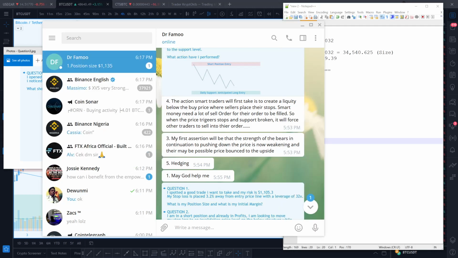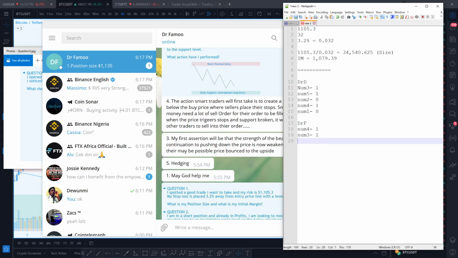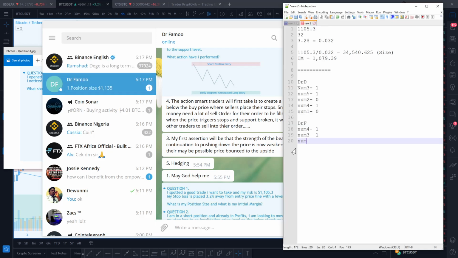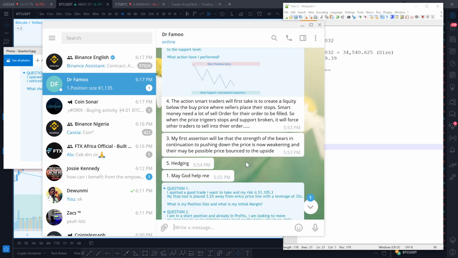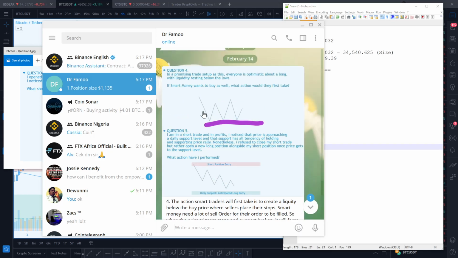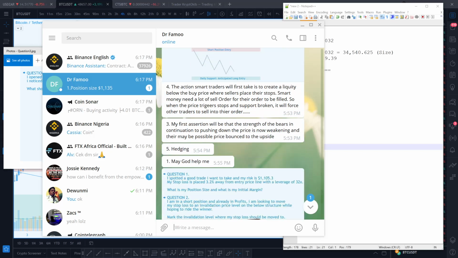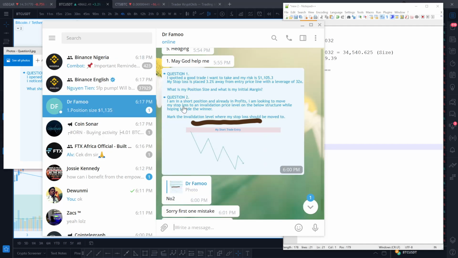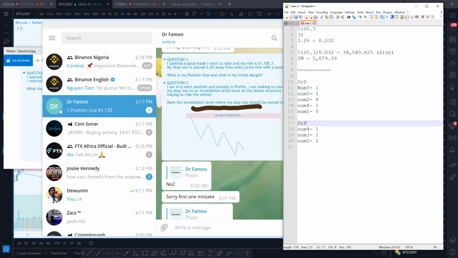Then number 5, that's edging, is correct. Then what number again? This is number 4. He has answered 4, 3, 5. This is number 1, right? God help me. Okay. Number 1, God help me.